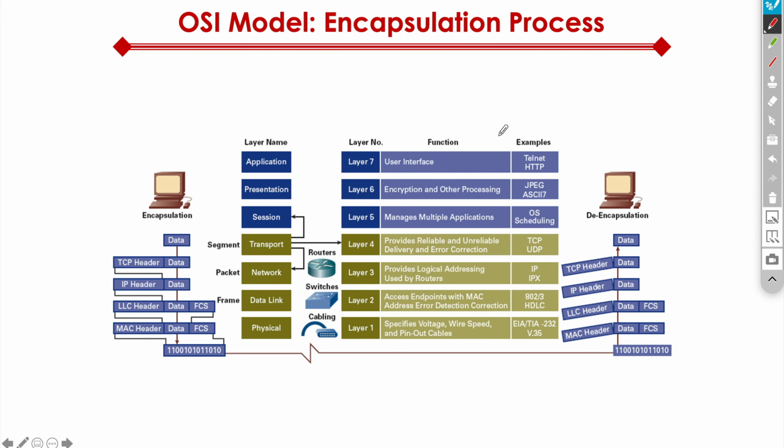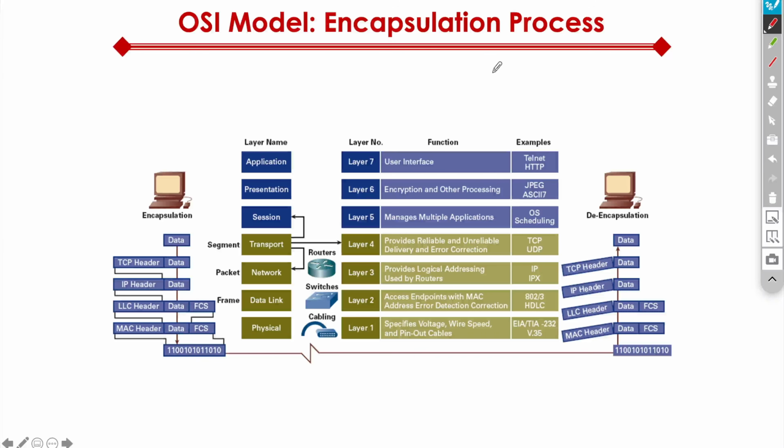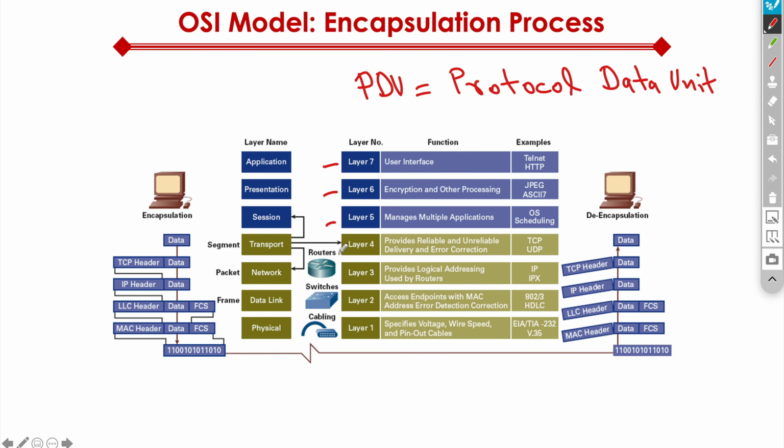Here's another important element you need to think about, and that's the encapsulation process. Before I describe it, another important term to understand is PDU, Protocol Data Unit. Data within the OSI model at each layer is called a PDU. So PDU for layer 7, PDU for layer 6, PDU for layer 5, and so on. That's a generic name given to data at each layer.